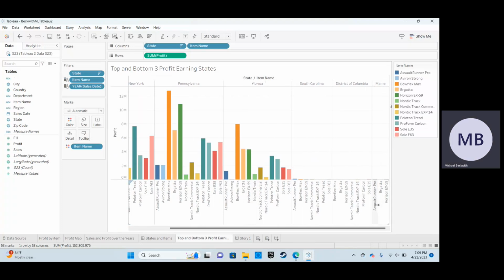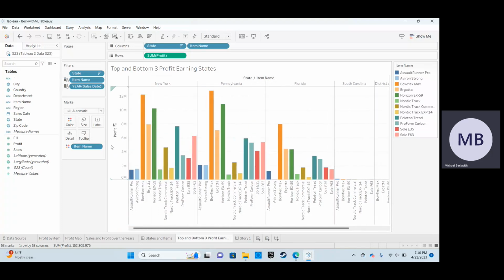And for example, Maine only has three sales and profit, which is quite an interesting point that needs to be made. Very low in Maine compared to extremely high in New York for everything.